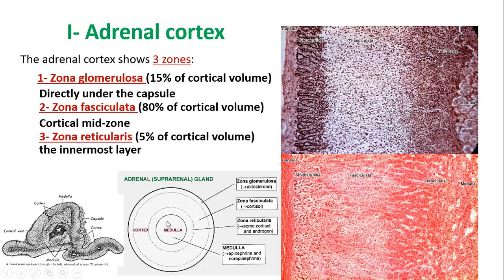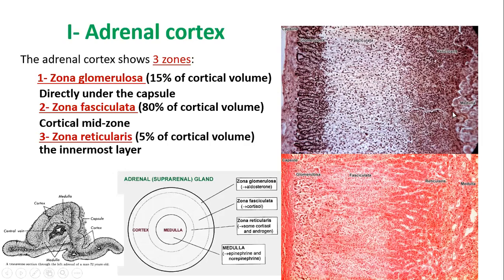This is the section of the same. So inside we can see the medulla, and outer we have the cortex, which is divided into 3 zones: zona glomerulosa, zona fasciculata, and zona reticularis. Similarly, if you see under the microscope, this is how it looks. Okay, so here this is the capsule. Outside covering is by the capsule. Then just deep to that is the zona glomerulosa, fasciculata, and reticularis, and the innermost will be the medulla.